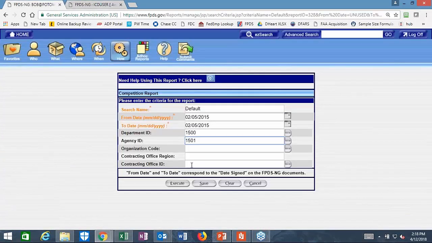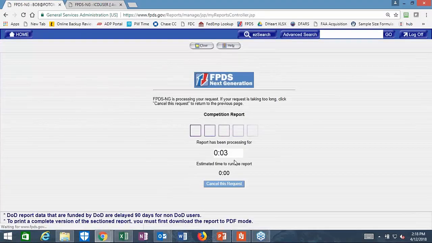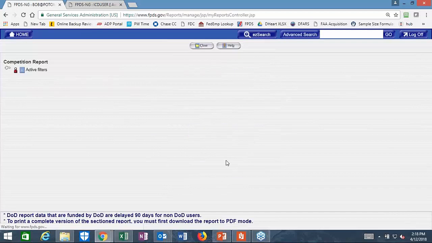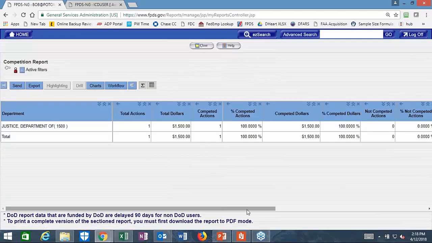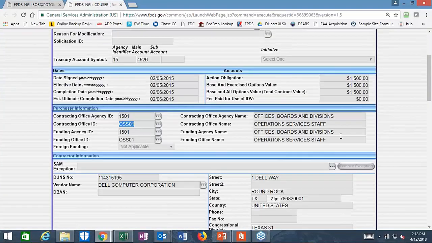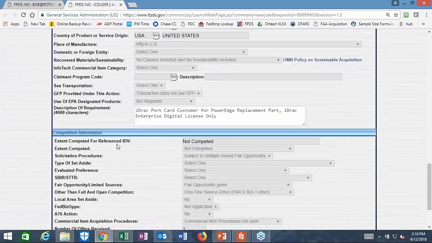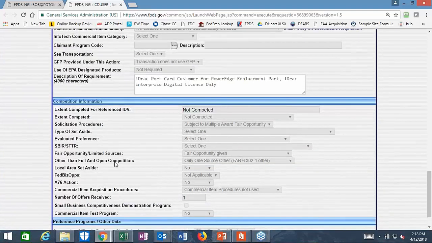So we're kind of restricted in here to a pretty example. Let's see if we can figure out where that $1,500 got put based on the results of this report. Look at that. Whew, I'm glad this came out. So this is a key concept. Did you compete the IDV? No, only Dell could compete on the IDV. Was it other than full and open competition? Only one source. This is obviously only Dell is the vendor who could bid on this award. That's not a competed situation.